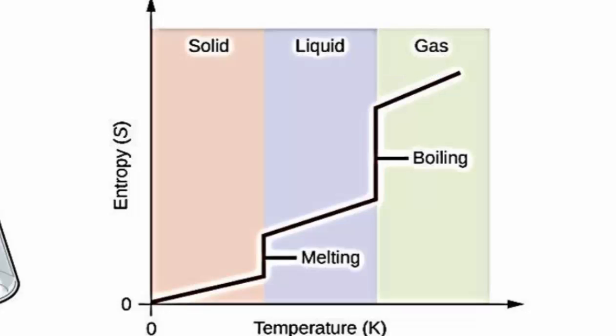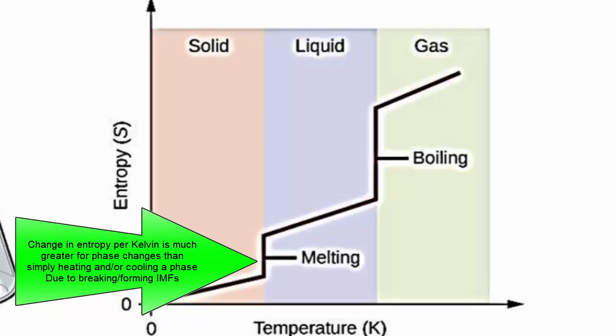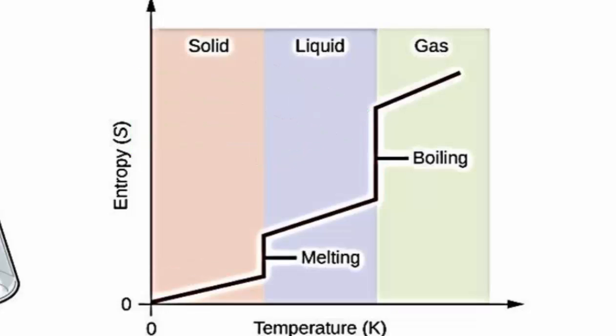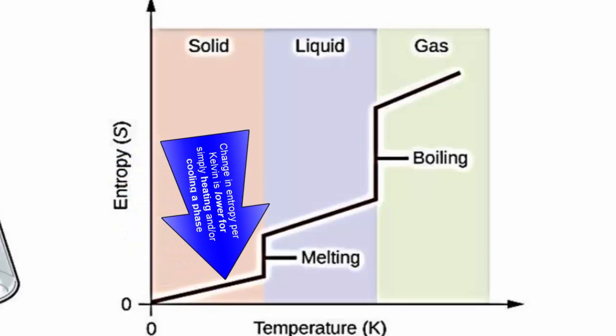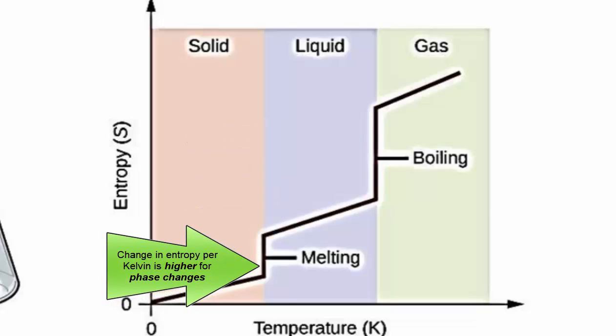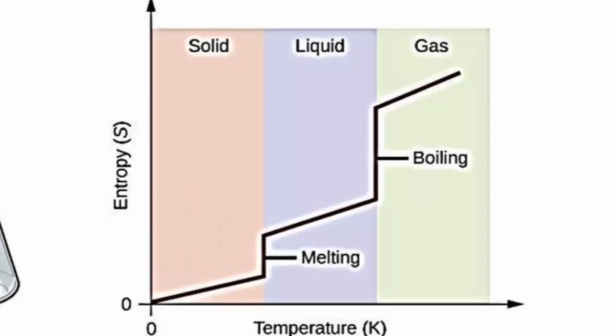If you look at this graph right here, we've got entropy on the y-axis and temperature on the x-axis. So if you see, as far as the change in entropy compared to the change in temperature, entropy changes more with phase changes than it does during a temperature change within a single phase. For instance, if we're heating up a solid here, the entropy doesn't change as much for every 1 degree Kelvin as it does with a phase change going from a solid to a liquid. The entropy change is much greater with a smaller amount of temperature change.